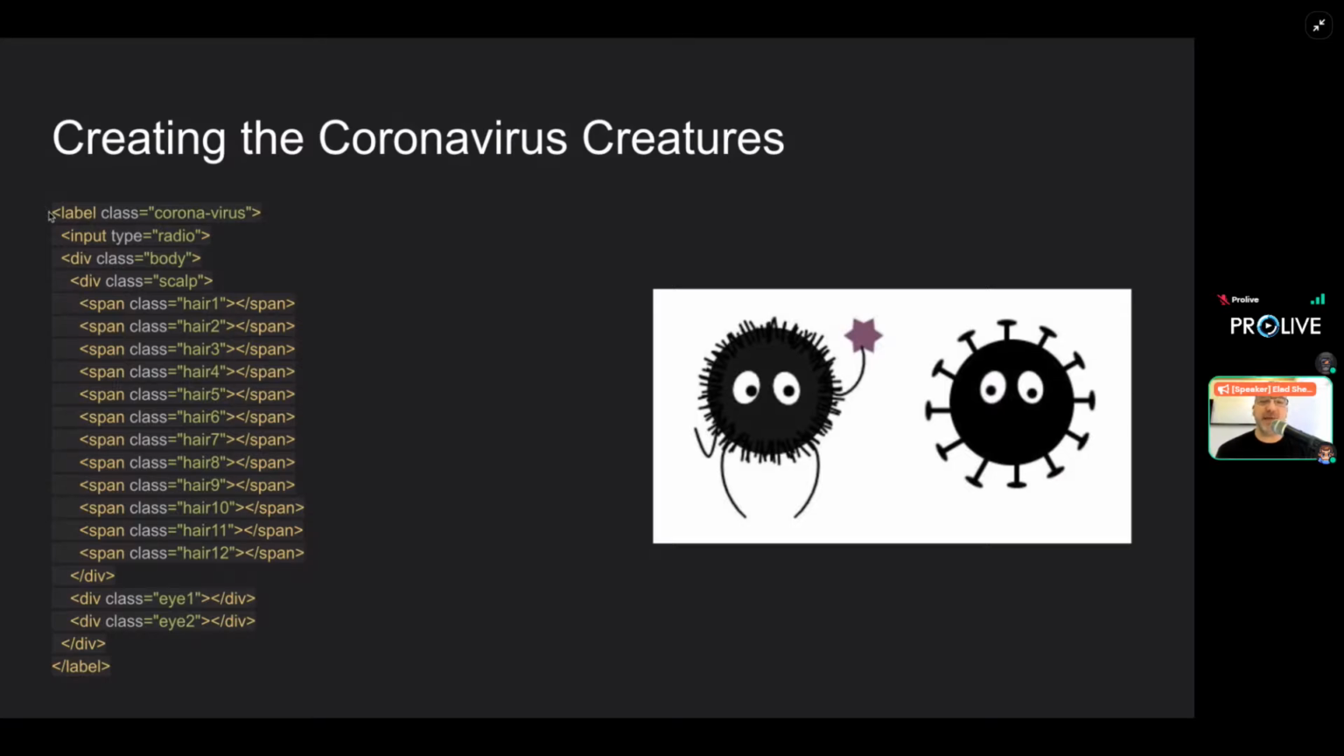Then I created this label HTML element with a class of coronavirus, and I put an input of type radio inside it. And you may ask why I'm using a label HTML element here and why there is an input of type radio inside. This is part of the logic that we will talk about a little bit later.